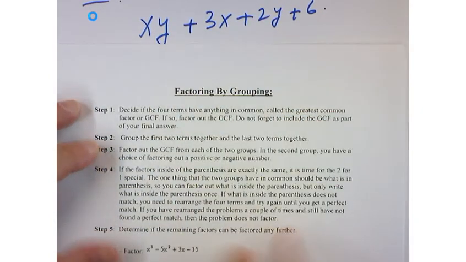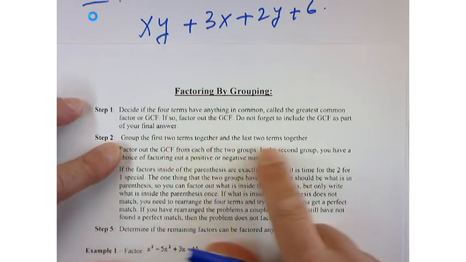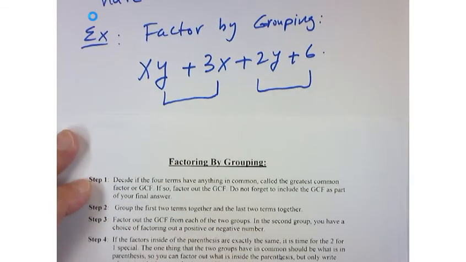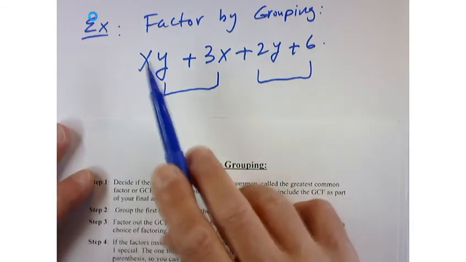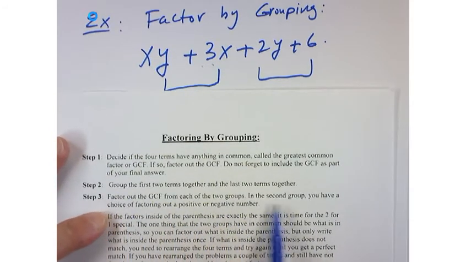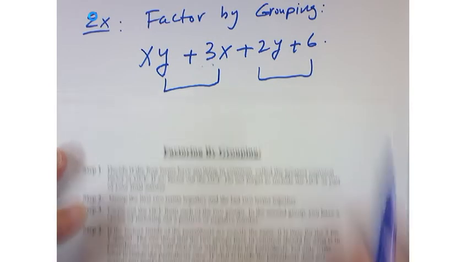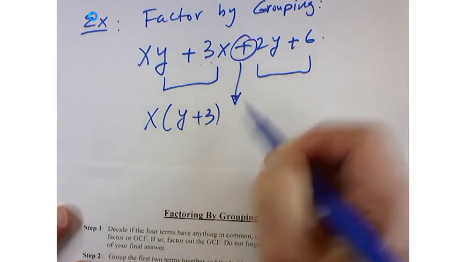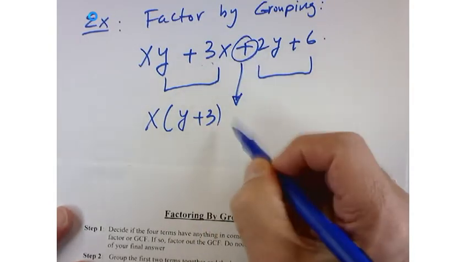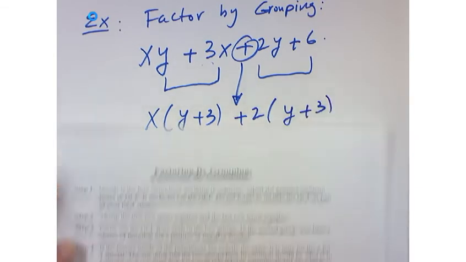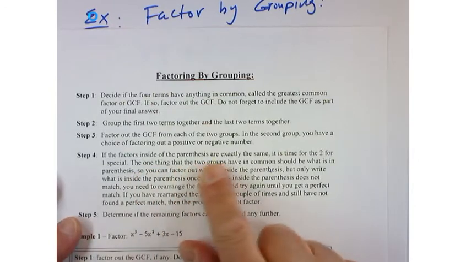We don't have that. Group the first 2 terms together and the last 2 terms together. It's convenient to do this, but sometimes you have to rearrange if they don't have anything in common. Luckily, the first 2 terms have x in common. Factor out the greatest common factor from each of the 2 groups. In the second group, you have a choice of factoring out a positive or negative number. So x times (y plus 3), you always pull that sign down. If it's a plus, you pull a plus. If it's a minus, you pull a minus. That's what that's about. Plus 2 times (y plus 3). The factors inside the parentheses are exactly the same.